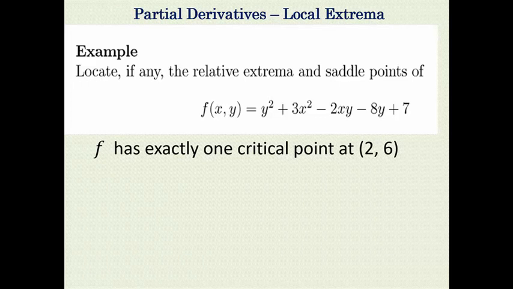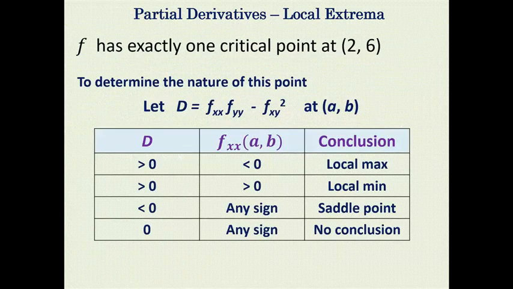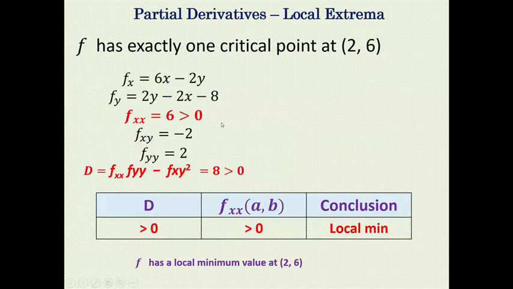Let's test the nature of the point to find out whether it's a local max, local min, or a saddle point. So we're going to perform this derivative test. In order to do so, we have to find the second order derivatives. That can be done quite easily. We differentiate fx and fy with respect to x and y.